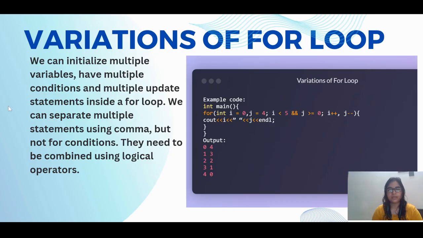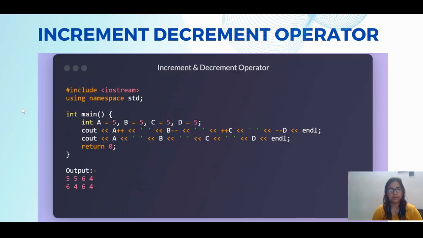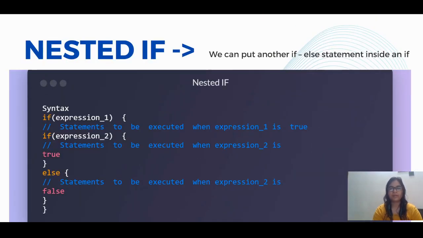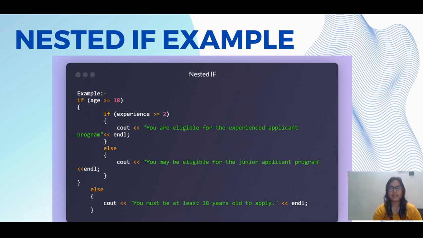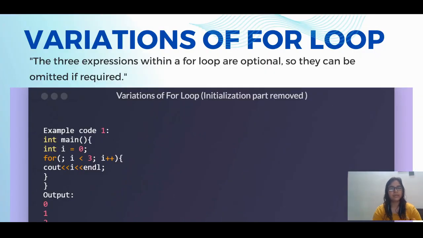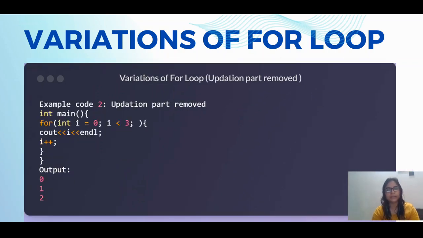Now see, what all things have we covered up till now? First is the nested if. We have seen the example of nested if. What is the definition of nested if? Next, we saw variations of the for loop where the initialization part was removed. What was the reason behind it? That also we saw, because of accessing the value of I even after the for loop has been terminated. Next, the updation part is removed. So that is also done.